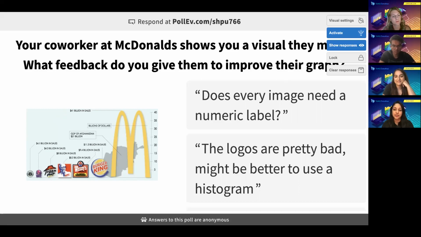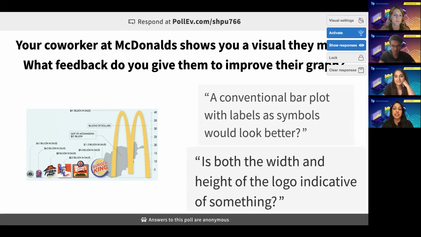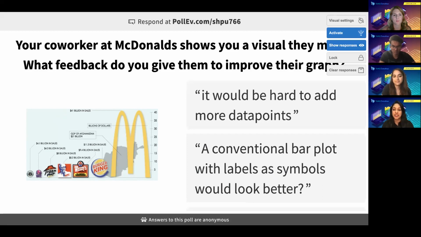Is both the width and height? Yeah. Totally. Sometimes people will misinterpret your graphs. You have to really make sure it's clear and conventional. Yep. Yeah. Keep it simple. It'd be hard to add more data points. Yeah, you have to find a new image and figure out where to insert it. Super complicated graph.